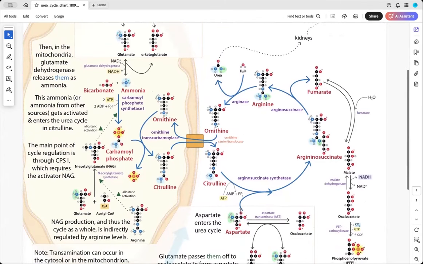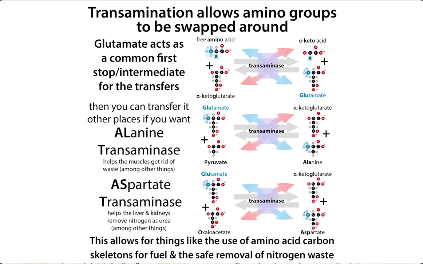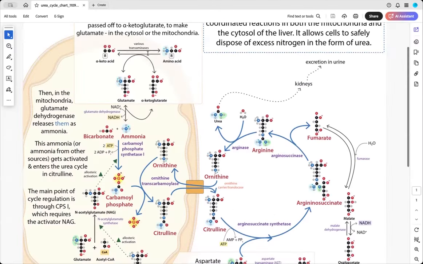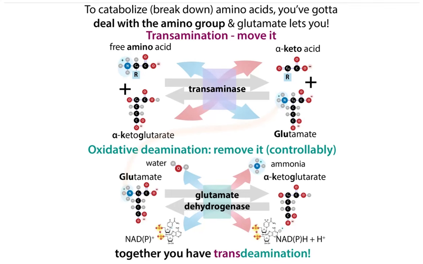So we have two nitrogen groups, one on each of these, and we can have gotten those amino groups from any amino acid. So what we're going to do is that this glutamate is going to get oxidatively deaminated. So you're going to do an oxidation reaction to cut off that nitrogen-containing group as ammonia. Overall, we call this process transdeamination. We're transaminating from an amino acid onto alpha-ketoglutarate to give us glutamate, and then oxidatively deaminating the glutamate to give us alpha-ketoglutarate and our ammonia.